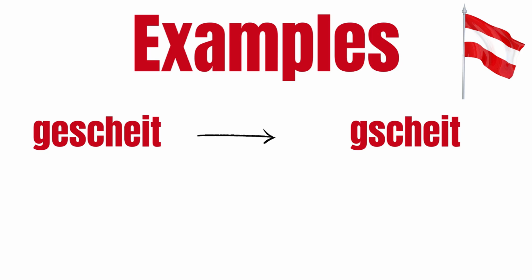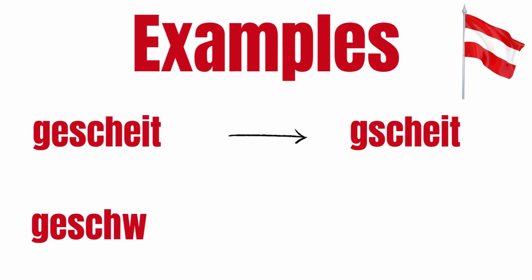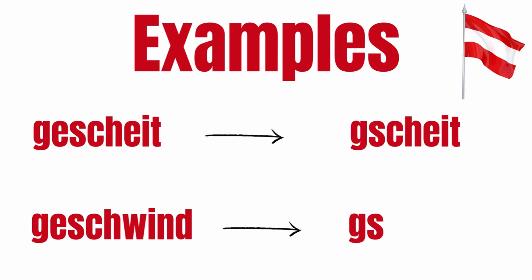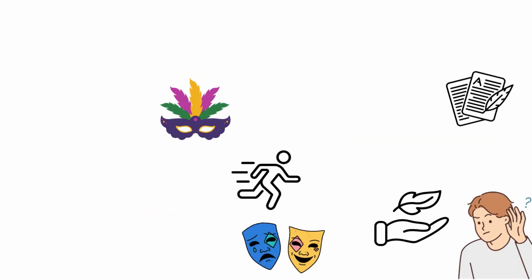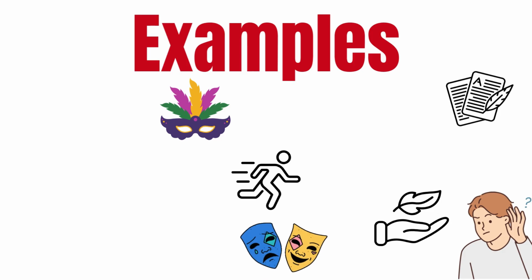Gscheit is a word for clever in English. In many Austrian dialects, gscheit becomes gscheit. In this case, we leave out the E and use the gsch sound instead. Gscheit. Another example is geschwind. The formal version is geschwind. But in many dialects, the E is left out and becomes geschwind, which means fast, by the way. G and SCH, G plus sh. That's the gsch sound.